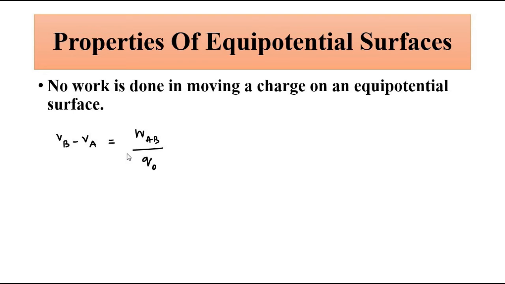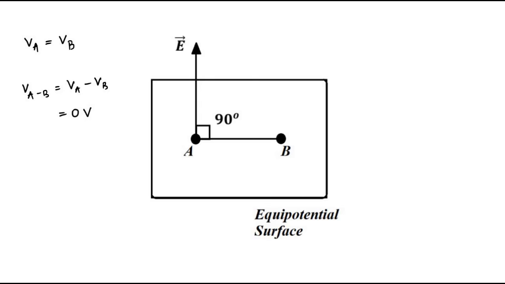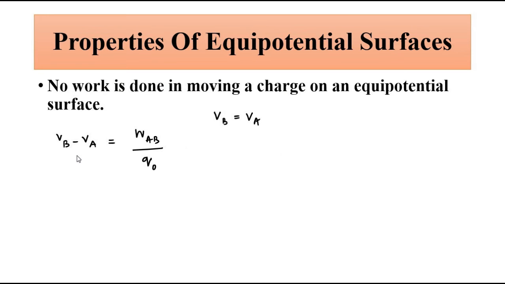Now here, as VB is equal to VA on an equipotential surface, as the 2 points are at the same potential, VB minus VA is 0. So because of that, WAB, the work done in moving the charge between those 2 points, will also be Q0 into 0, which is equal to 0.